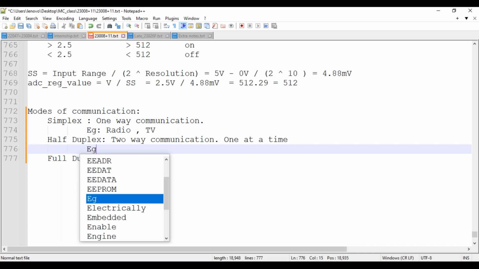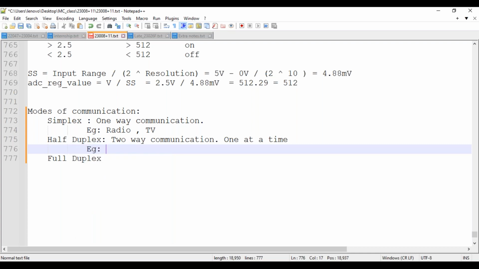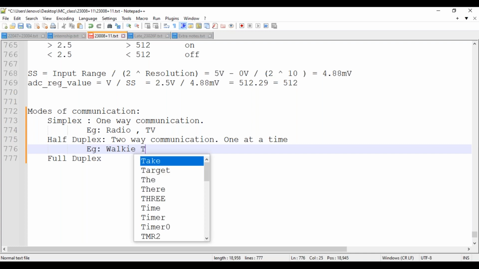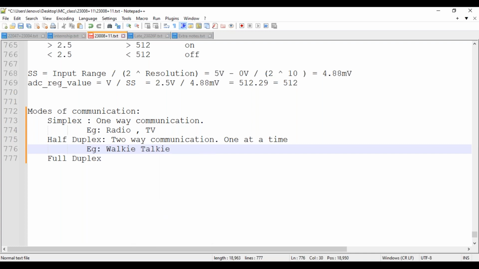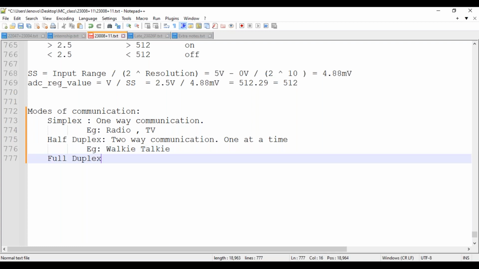Now the example of half duplex is the walkie-talkie. That's the best example for half duplex. One will communicate, the other one will receive. Then the other will communicate, and the first one will receive. So two-way communication can happen, but only one can communicate at a time.